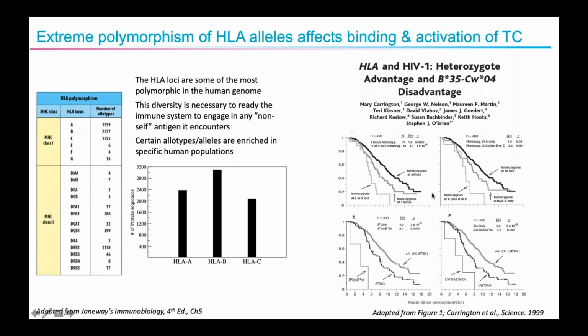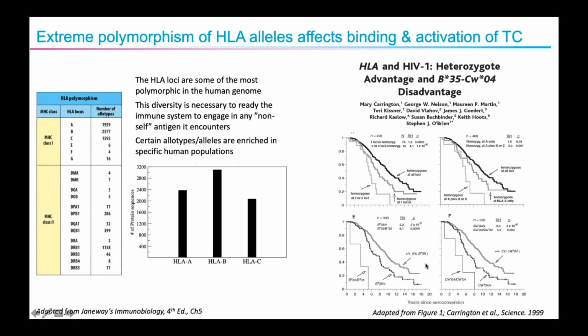They survive longer than those individuals who had homozygous representation in the alleles and therefore restricted their ability to express and bind and activate with a variety of different peptides. And if they looked at specific allele expression in particular, in this case B35 or CW04, you found that these alleles of HLA were actually detrimental, and these patients died much more rapidly than those who didn't carry these alleles.